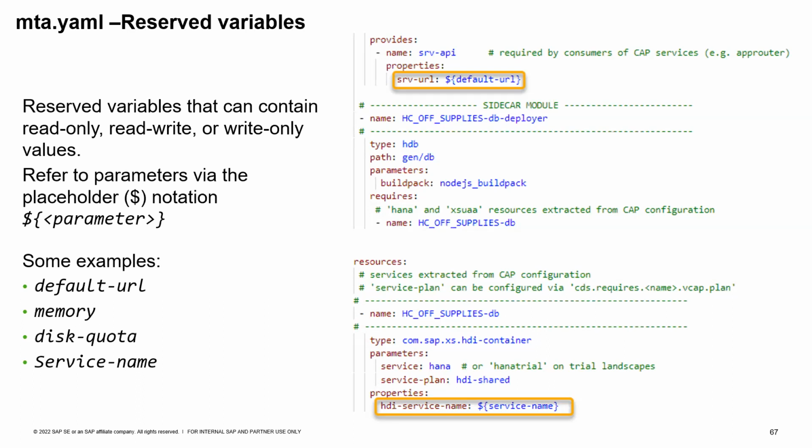So we can specify, for example, memory and disk quota parameters for the user underscore UI module, which advises the deployer to grant memory and disk space to the application as defined in the section. In addition, we refer to the service-name and the default-url parameters, which are filled by the system using the placeholder notation, dollar curly braces, then parameter name, then curly brace end, right? So during the deployment, the parameter value is determined and the placeholder is replaced with the actual value.